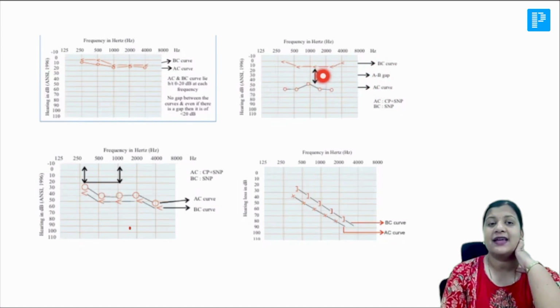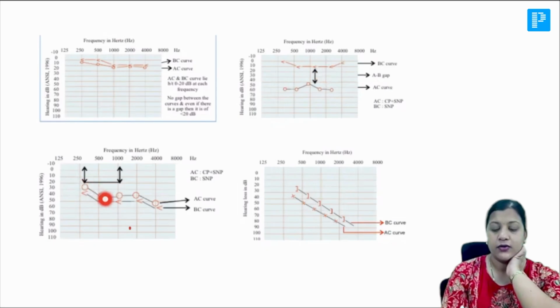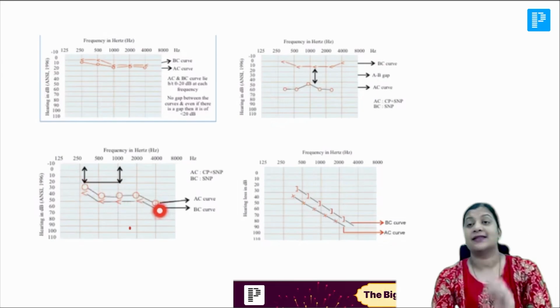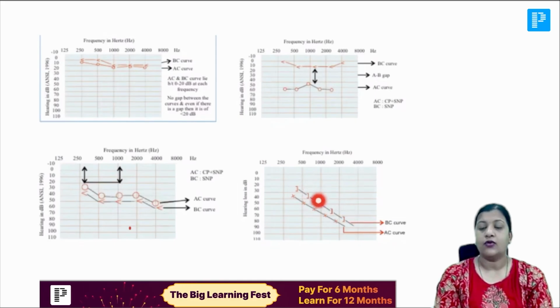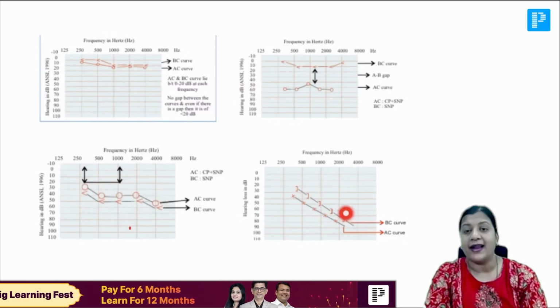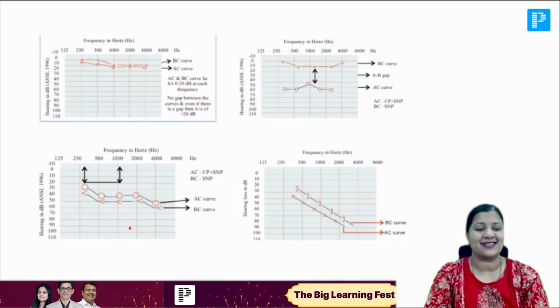Yes, this is a right-sided conductive hearing loss. Now look at this. AC curve and BC curve both are abnormal. Then what do you think, with no air-bone gap? Yes, this is a right SNHL. A downsloping graph, usually bilateral, will be seen, and we just discussed that.